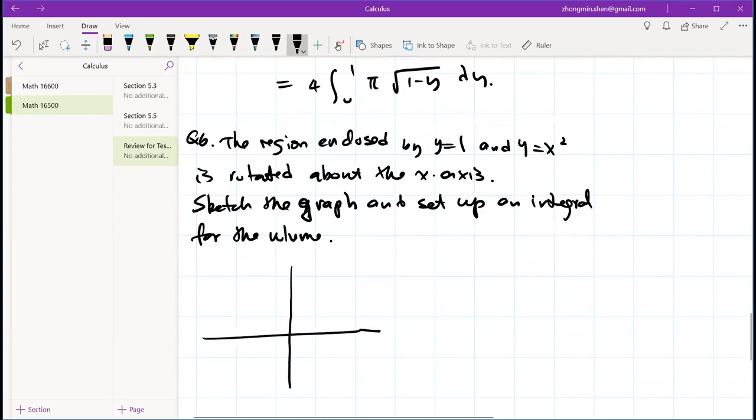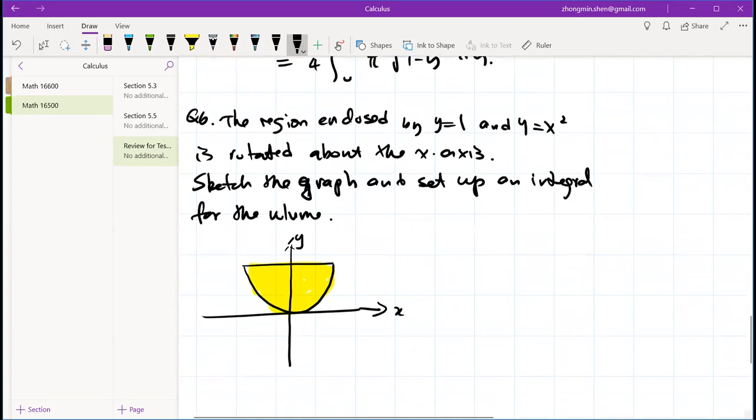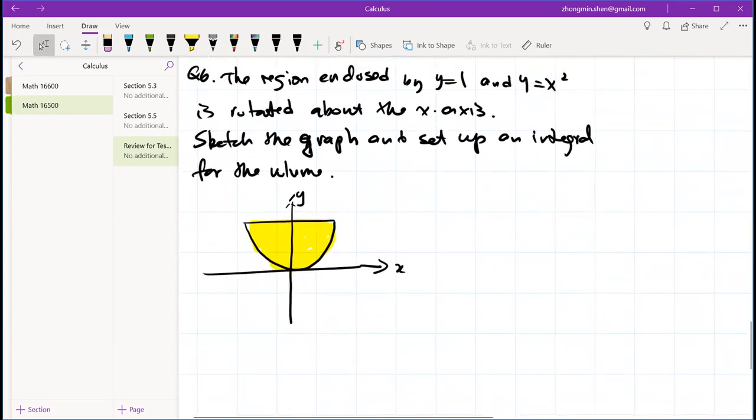So this is a parabola, and this is the horizontal line. Its rotation is about the x-axis. What you get is something like that. From all sides, it looks like a cylinder. So I want to see a picture like that.